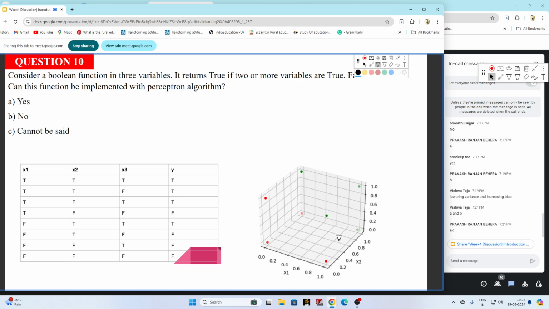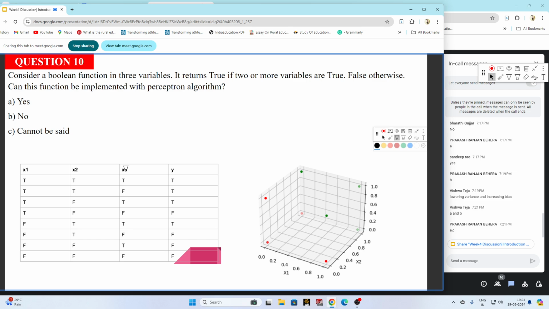Consider a Boolean function in three variables. It returns true if two or more variables are true, false otherwise. Can this function be implemented with the Perceptron algorithm? So again we have to see if our model is linear or not. Okay, that we have to see.